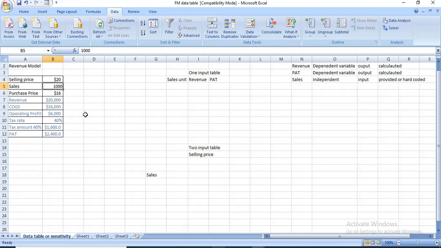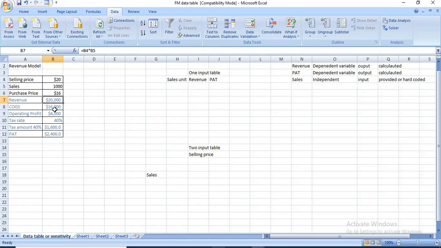So now we want to do some calculation like what is the revenue for me. So revenue is nothing but it is the selling price into sales. How much you are selling, how many units you are selling multiplied with the selling price per unit, then you will get your revenue. That is B for selling price, multiplied by B5, that is sales. So this is how you get your revenue. These are the basic calculations.